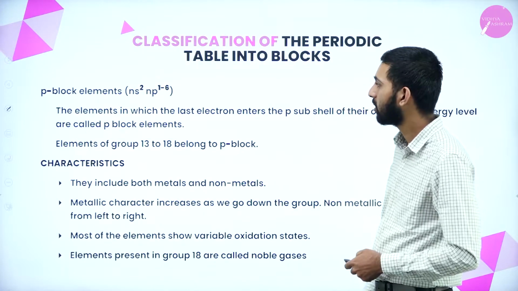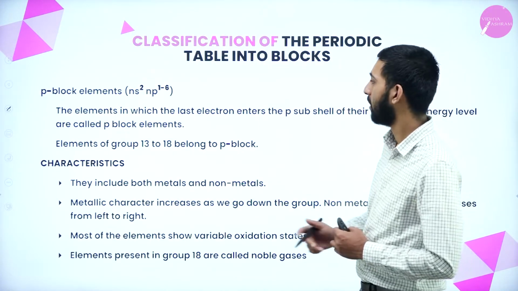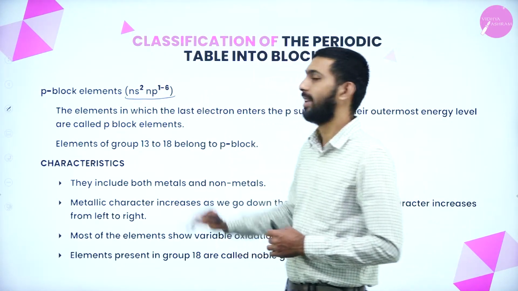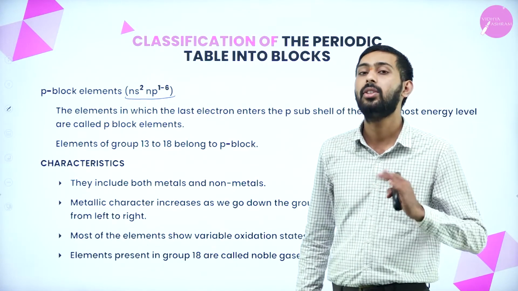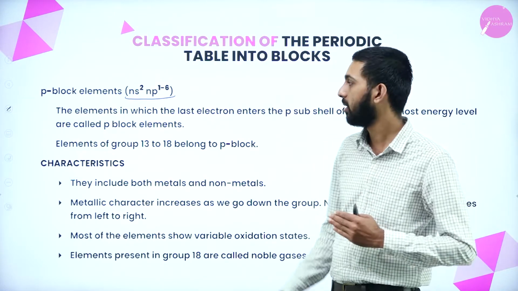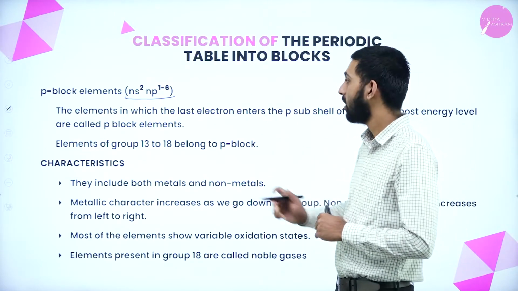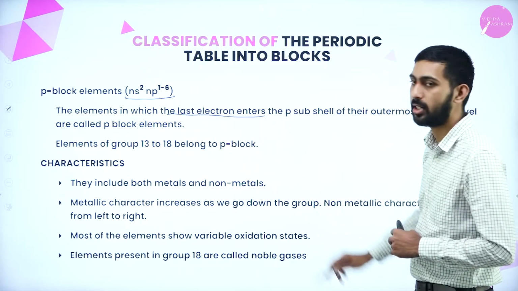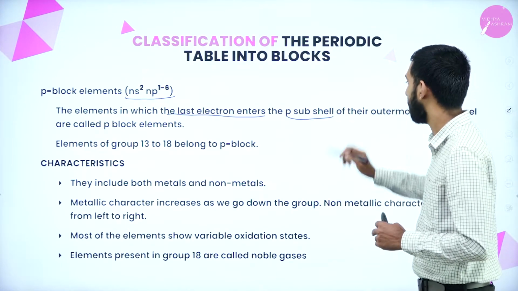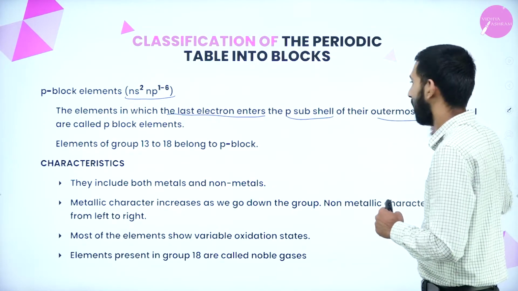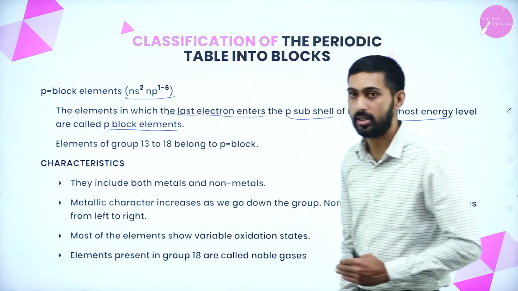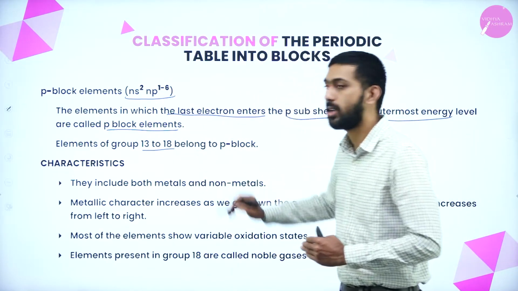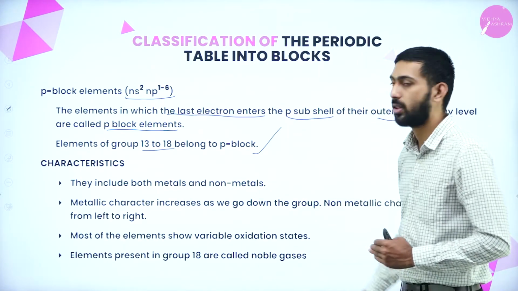Okay, next thing is P block elements. In P block elements, what is the electronic configuration? ns2 np1 to 6. We should know that, it's very important. Here the last electron enters the p subshell of the outermost energy level, and they are called P block elements. The elements of group 13 to 18 are called P block elements.